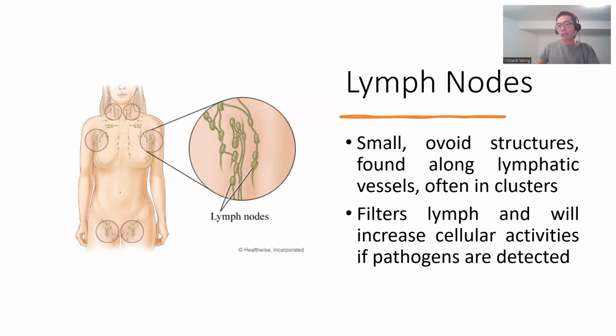And they will filter the lymph, and if there is a pathogen detected in the lymph, the white cells are going to multiply. They're going to increase in cellular activity so that they can fight off the pathogen, right, before it gets out of control. So these are some key locations of where you would find the lymph nodes in the body.